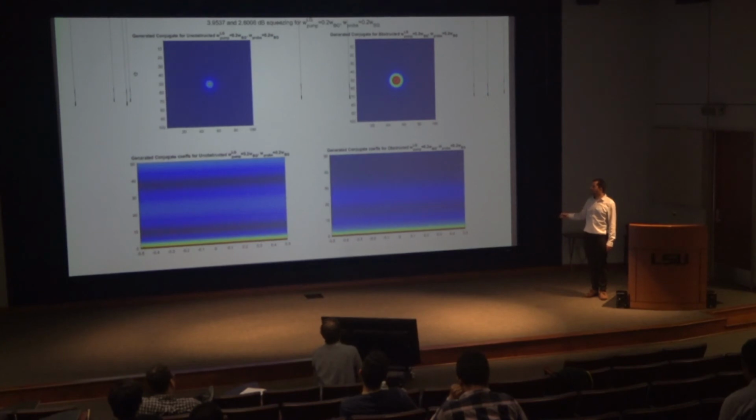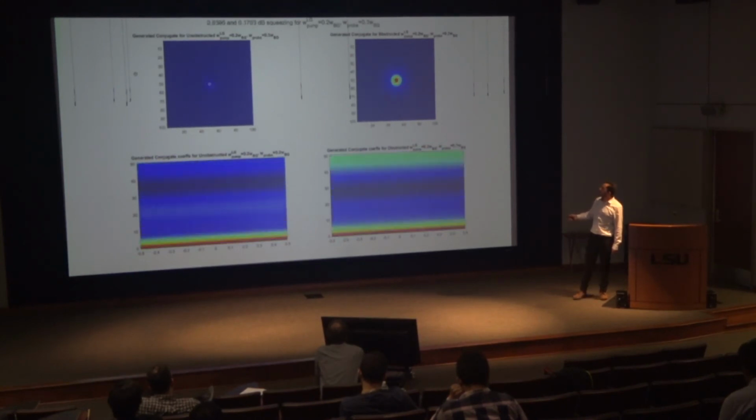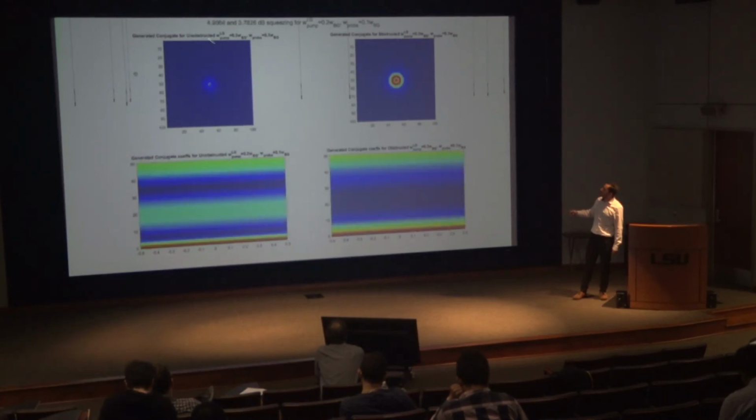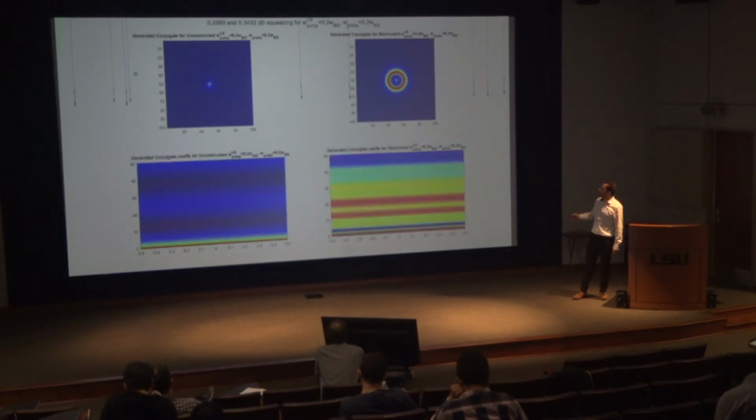It gets smaller once they are the same size, smaller and smaller, and once it's 3 and 1, we lose it again. But for the sweet spot, we get up to 5 and 4 dB of squeezing.